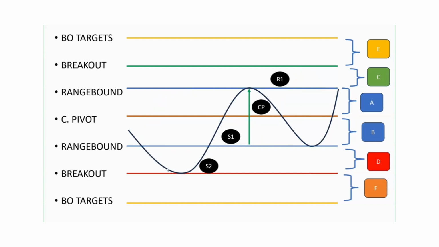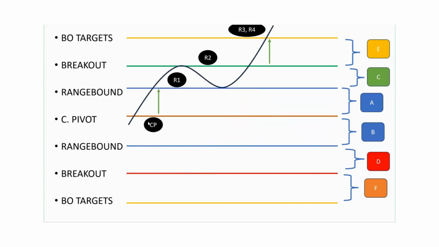Similarly, if it moves from S2 towards S1, then it has a tendency to move towards the central pivot, and from there it will move to R1. So this can be a big gain for us. We can plan a big target here.